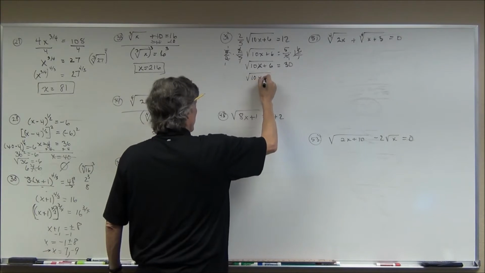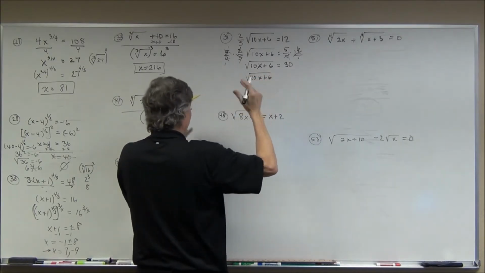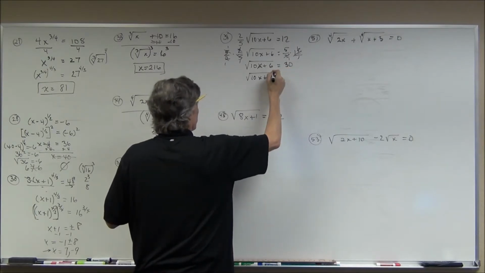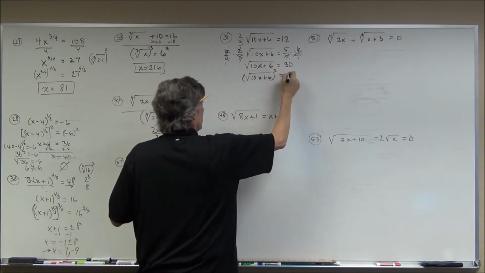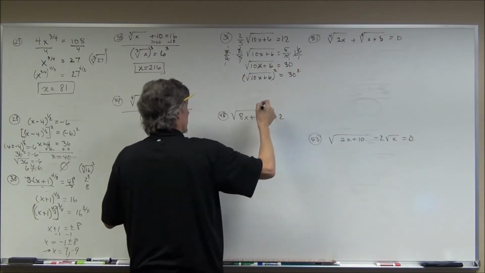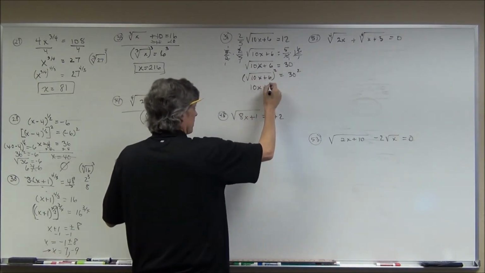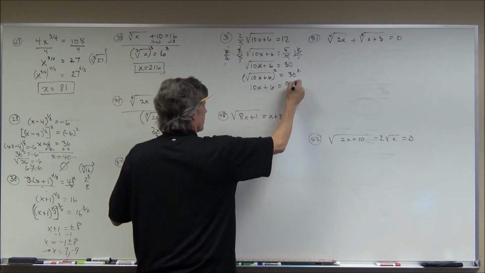Now I'm going to square both sides to get rid of this radical. Again, whenever you square both sides, there's always a possibility of extraneous solutions, especially if the variable's on both sides. The variable's not on this side, but if I square both sides, now 30 squared is a pretty good sized number, considering most of these problems. You square the square root, you get the radicand. Over here I get 900.